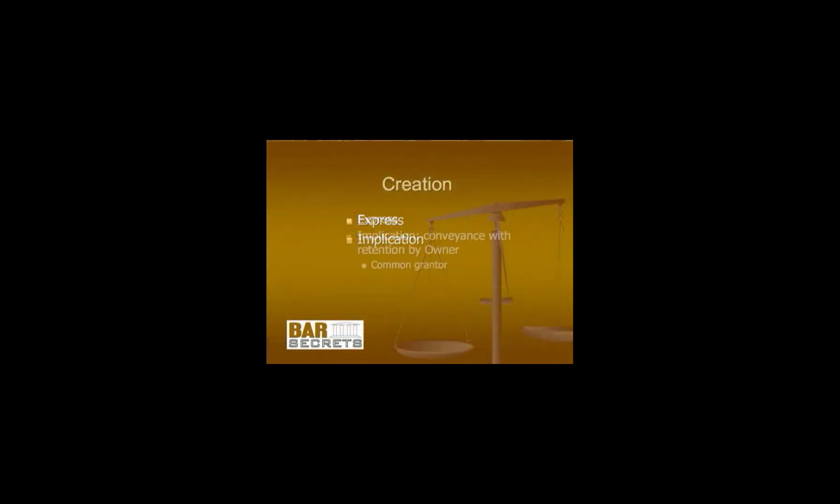Another way to create an easement is by implication. A conveyance with some retention by the owner would be an easement by implication. For that, we need a common grantor. We need some sort of previous use. The easement must have been in existence before. It must be reasonably necessary for the dominant estate. And we need retention by the owner. And those are the elements you need to create an easement by implication.